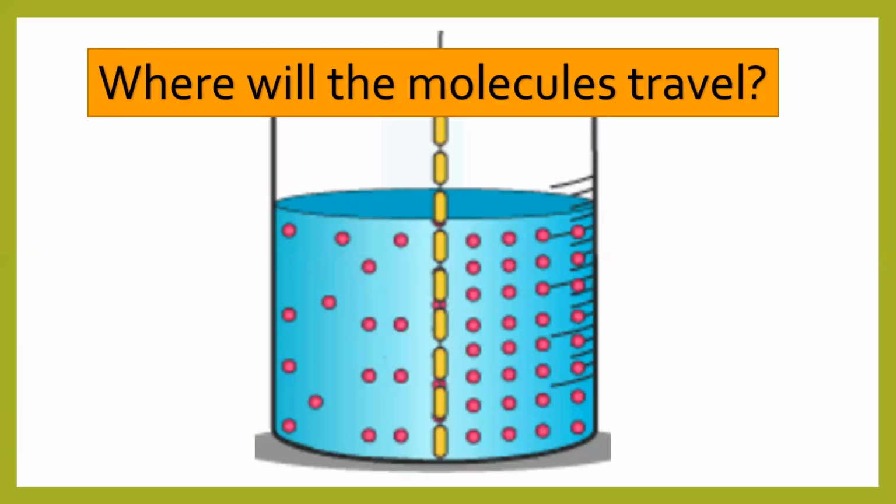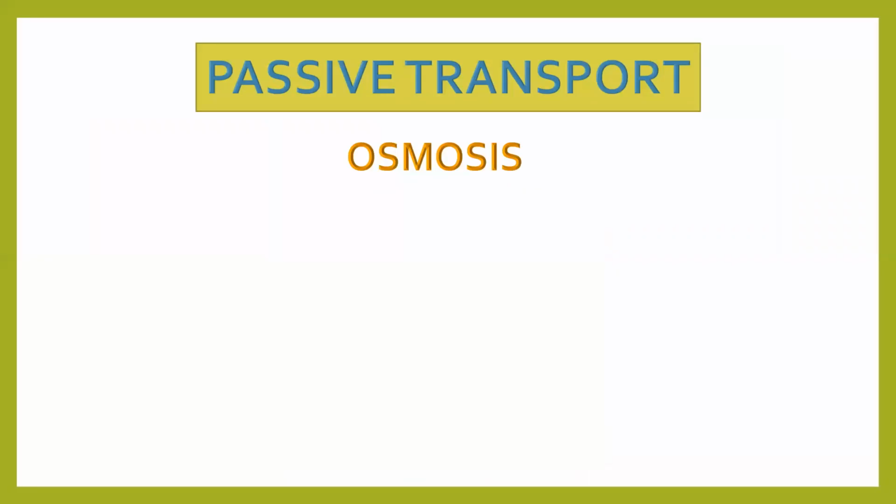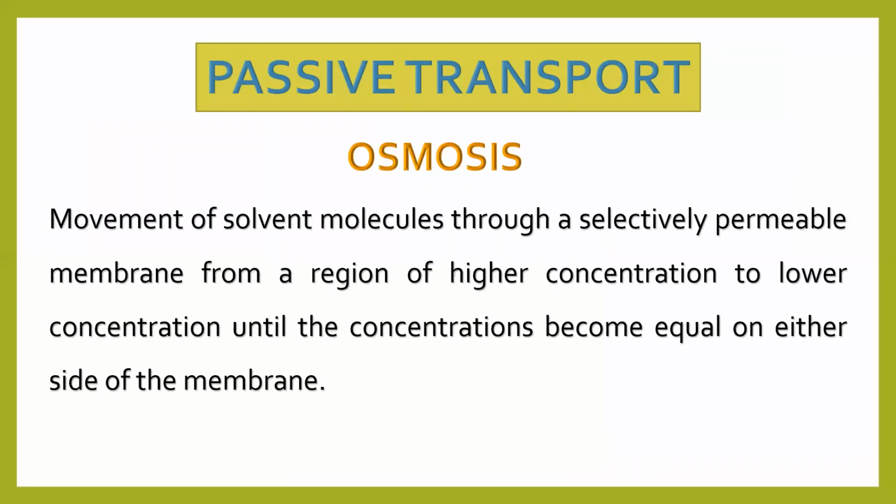Okay, now let's see whether we are able to understand the language which was given. So what is osmosis? Movement of solvent molecules through a selectively permeable membrane, the yellow colored one which we had, from a region of higher concentration, that is the B side, to lower concentration, that is the A side, until when will this movement happen? Until the concentration becomes equal on either side of the membrane.